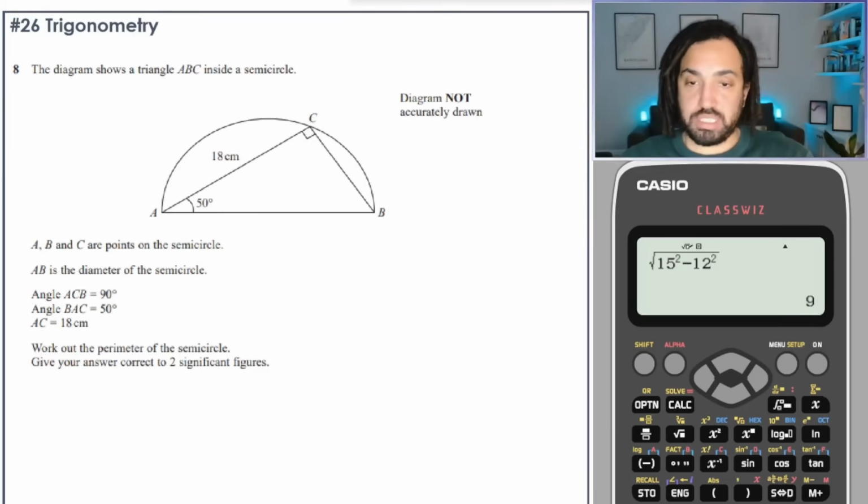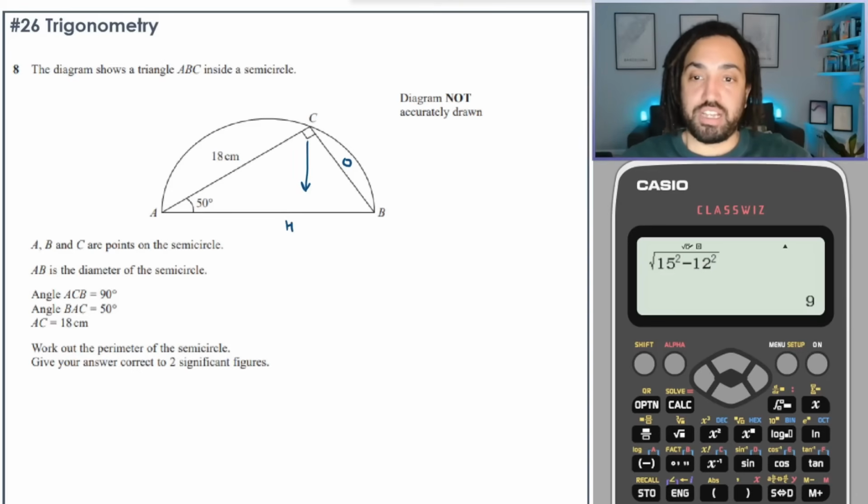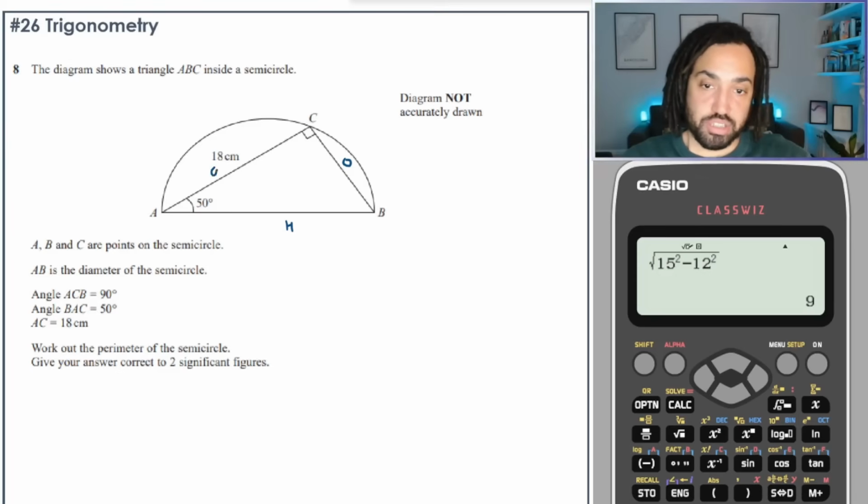Okay, number 26, getting tricky with it. Right, it's trigonometry, and we are looking at a right angle triangle, and we need to label the sides. So the angle is here, so this one is opposite the angle. The right angle is there, so this one must be the hypotenuse. And then finally, the 18 is the one which is adjacent to the angle.